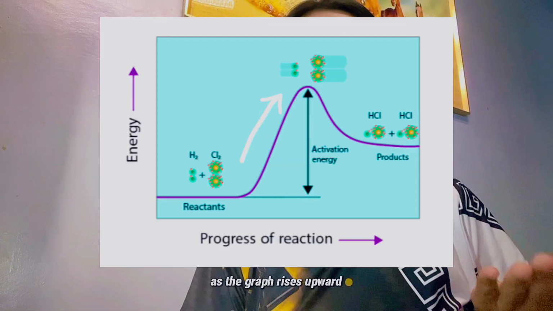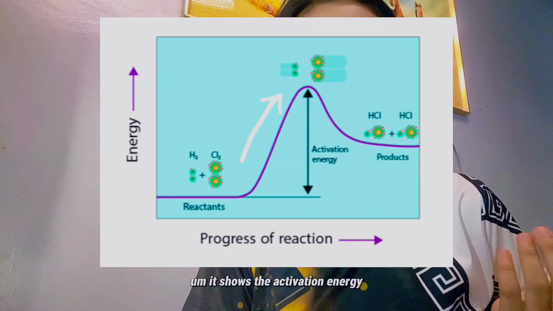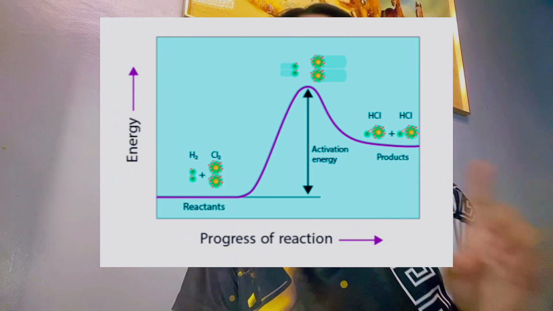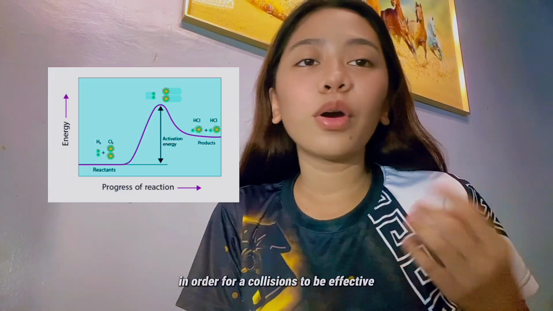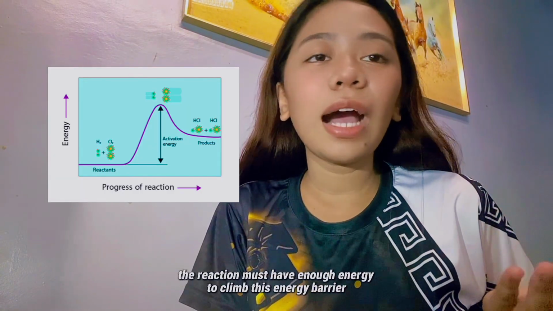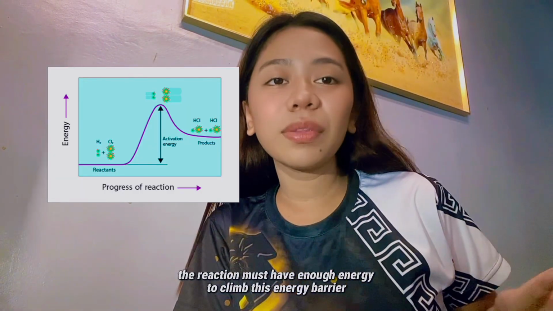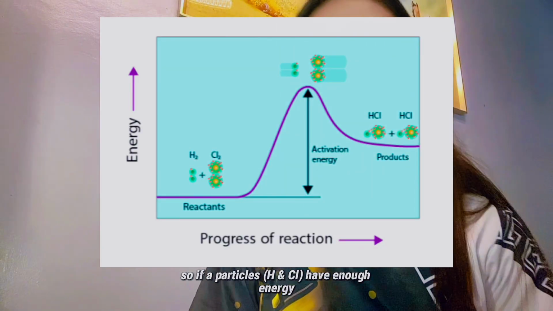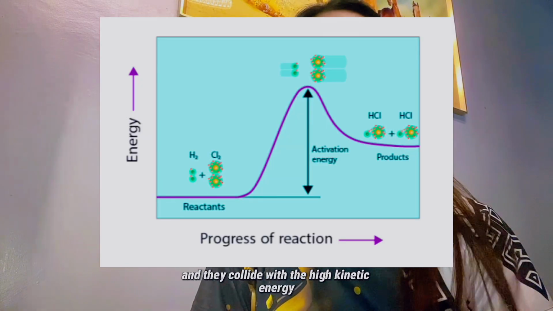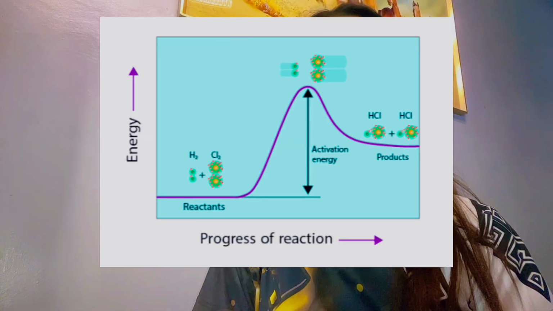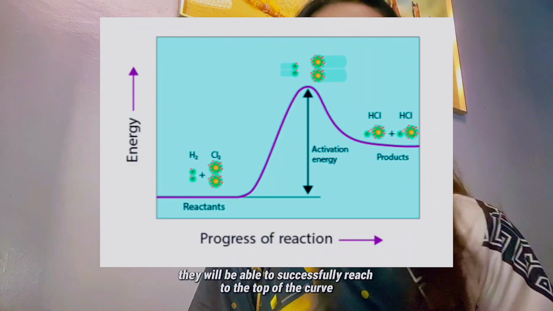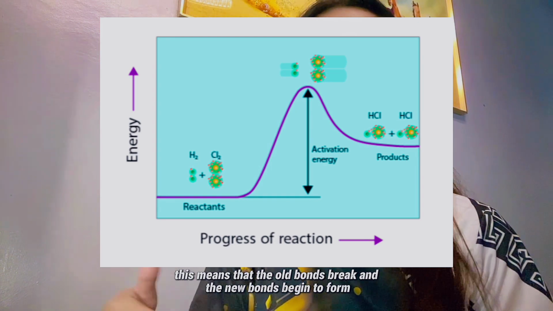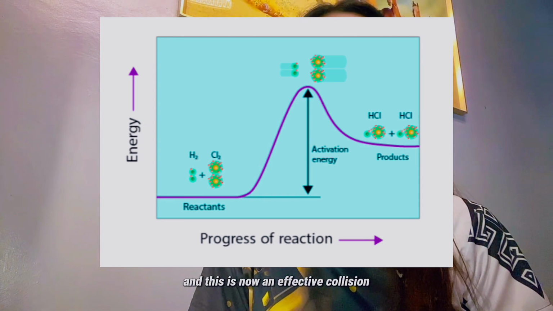As the graph rises upward, it shows the activation energy. This is the minimum energy required for a reaction to occur. Here's the most important part. In order for a collision to be effective, the reaction must have enough energy to climb this energy barrier and to reach the top of the curve. So if the particles have enough energy and they collide with high kinetic energy, they will be able to successfully reach the top of the curve. This means that the old bonds break and the new bonds begin to form. And this is now an effective collision.